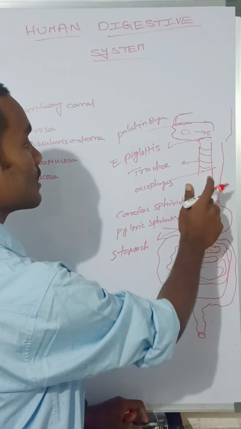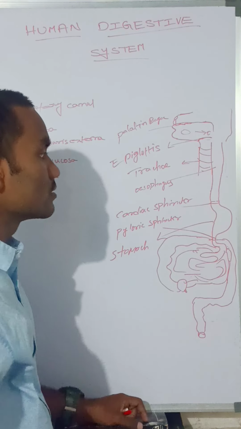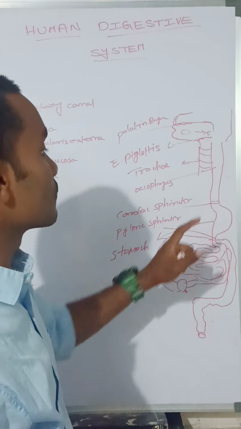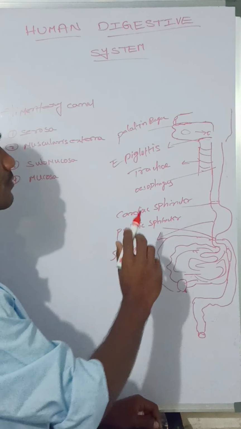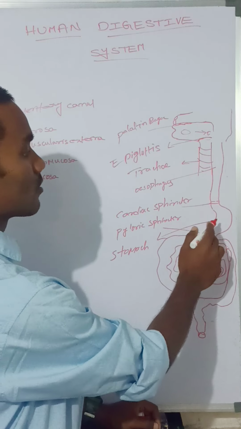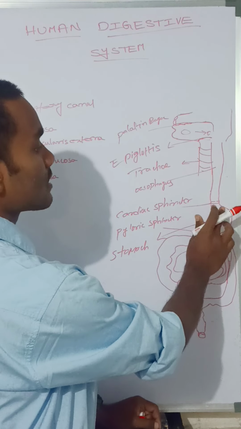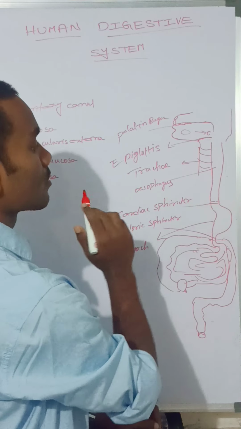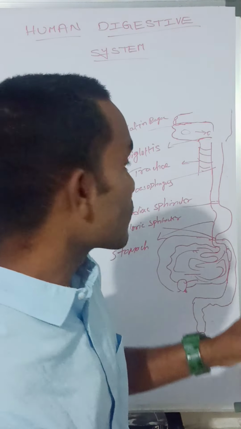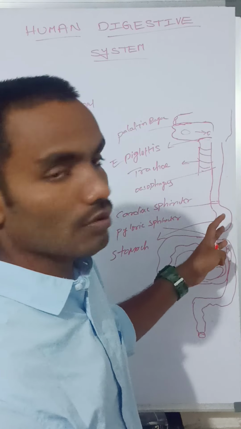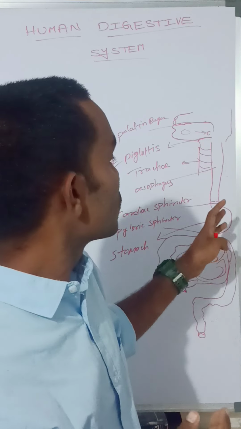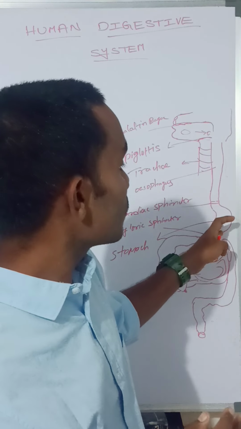The food which enters from the esophagus into the stomach is regulated by the cardiac sphincter. Now we discuss the glands at the same time. About the stomach: what types of glands are present inside the stomach, what will they secrete, and how is that helpful to the digestive system. Today we are discussing that.